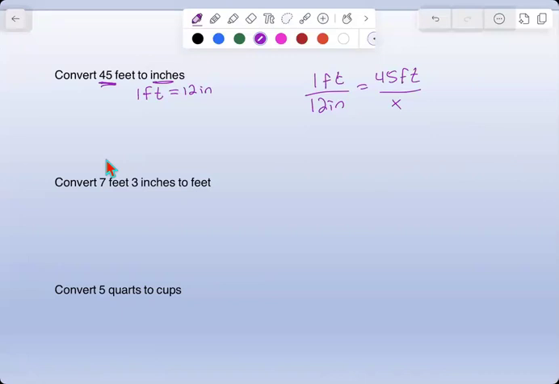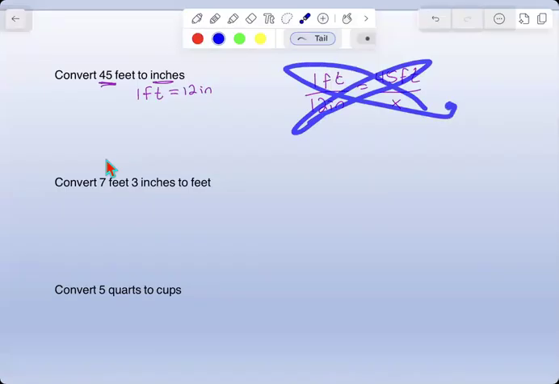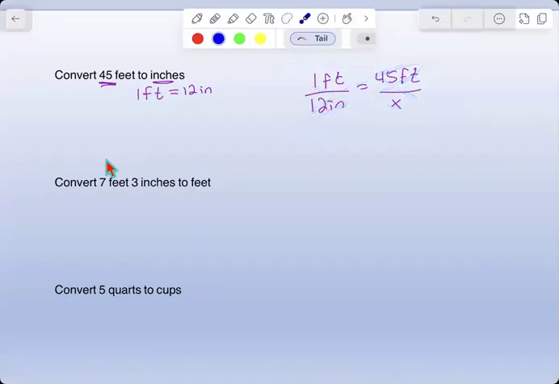To solve a proportion, you're going to cross multiply. The number that gets attached to our X is what we have to divide by, unless it's 1, because then it doesn't matter. So 1 times X, 1 times anything is just, in this case, X, which is great. But we do have to do 45 times 12. 45 times 12 is 540.